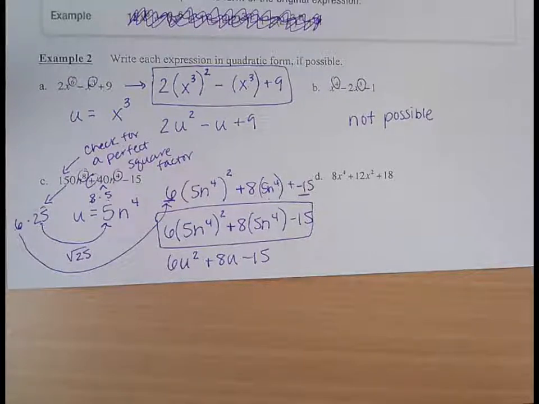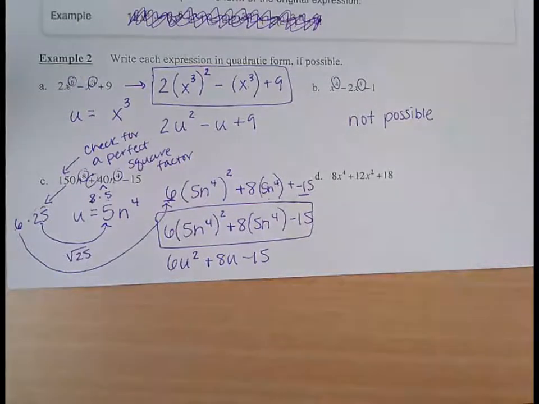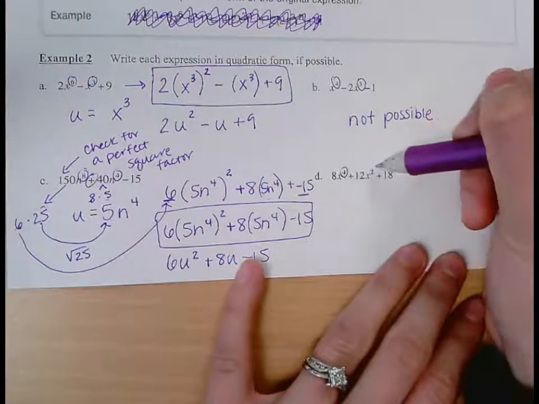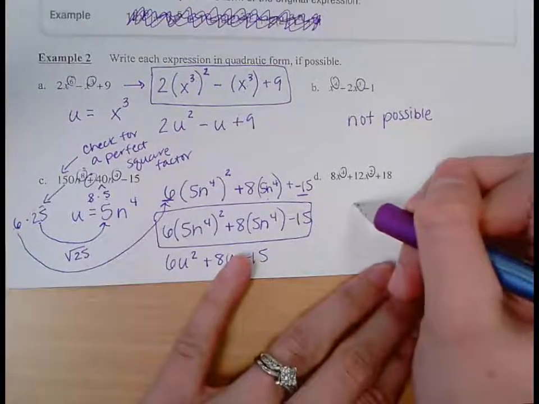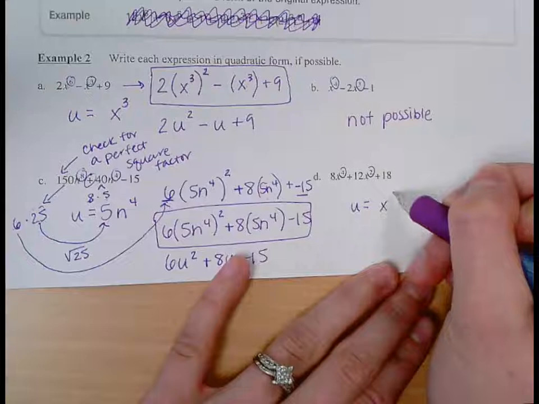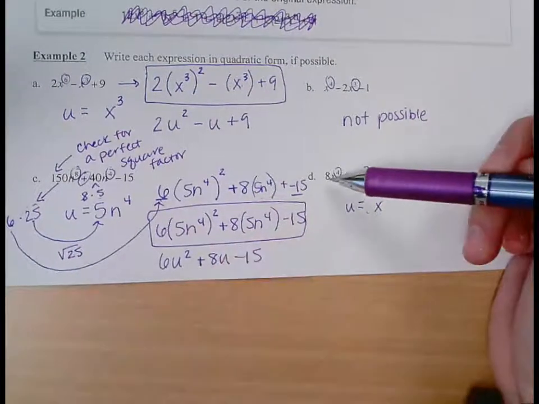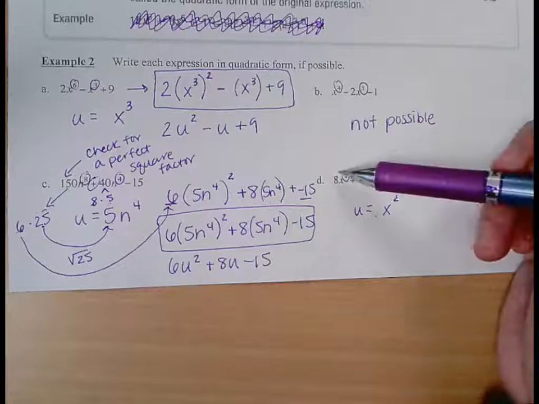Okay, so I'm going to go through D with you as well, practicing this. So look at what we have. First of all, can we write this in quadratic form? Yes. We have 4 and 2. 2 is half of 4. So u is going to involve x to the 2nd power. It could possibly involve a coefficient since I do have a number in front of the x to the 4th.